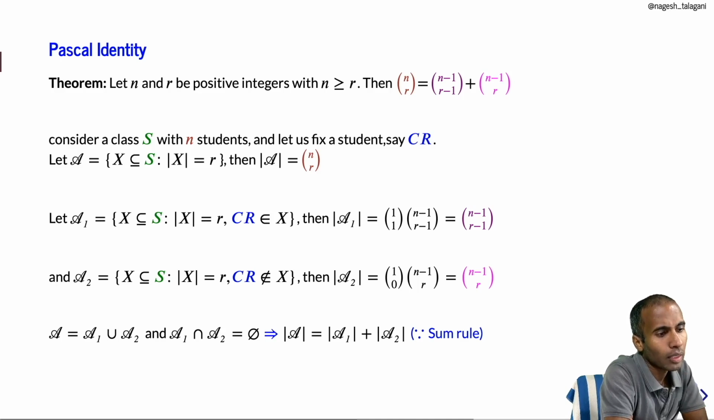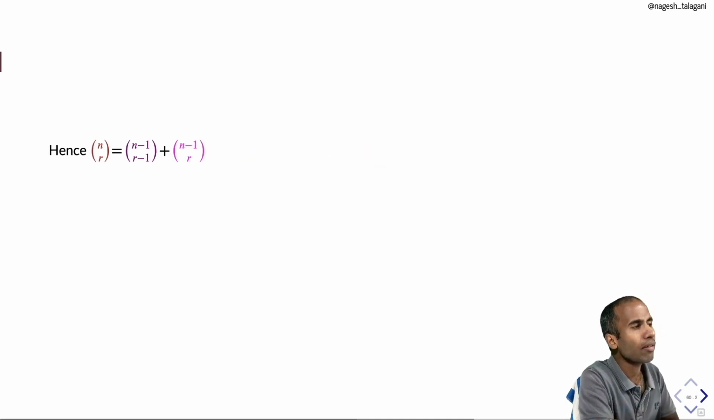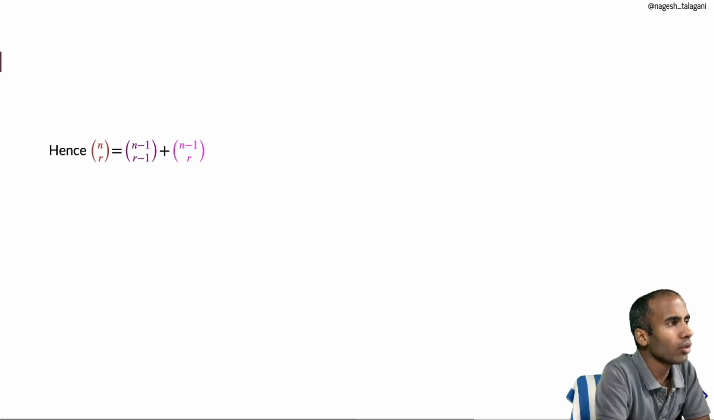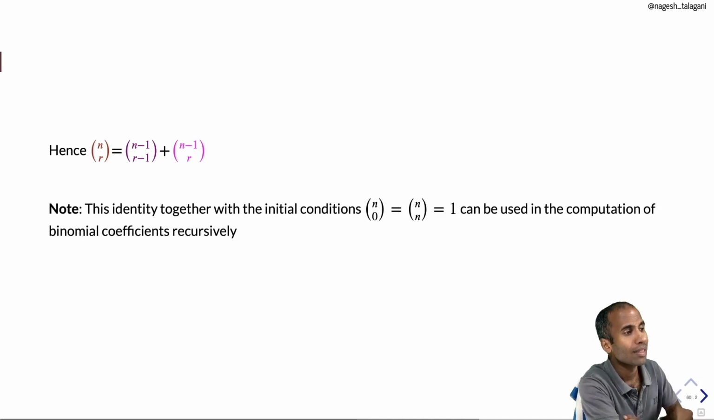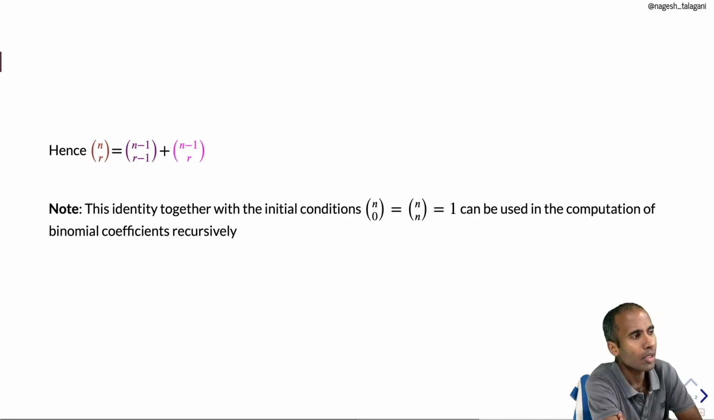By the sum rule, the number of elements in script A is the number of elements in script A1 plus the number of elements in script A2. Hence, we have n choose r equal to n minus 1 choose r minus 1 plus n minus 1 choose r. This is the Pascal identity. Note here, this identity together with the initial conditions n choose 0 equal to 1 and n choose n equal to 1 can be used in the computation of binomial coefficients recursively.